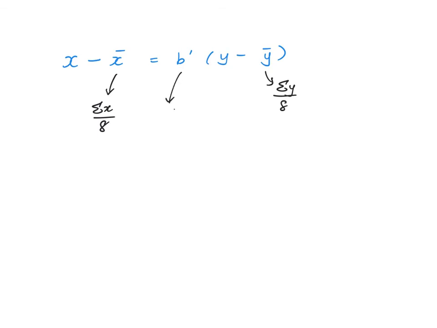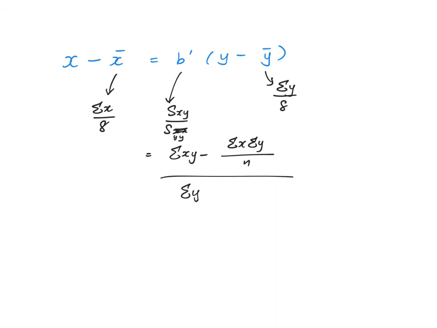This b prime will just be the summation of xy over the summation of yy, which is basically the summation of xy minus the summation of x times the summation of y over n, over the summation of y squared minus the summation of y, whole thing squared, over n. So, showing you the data values again.